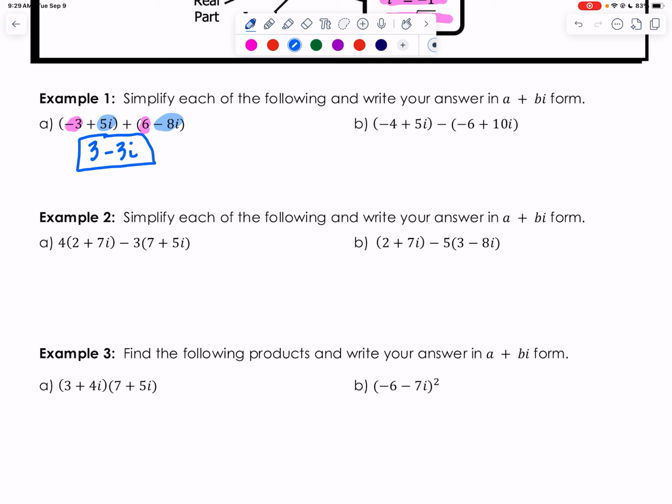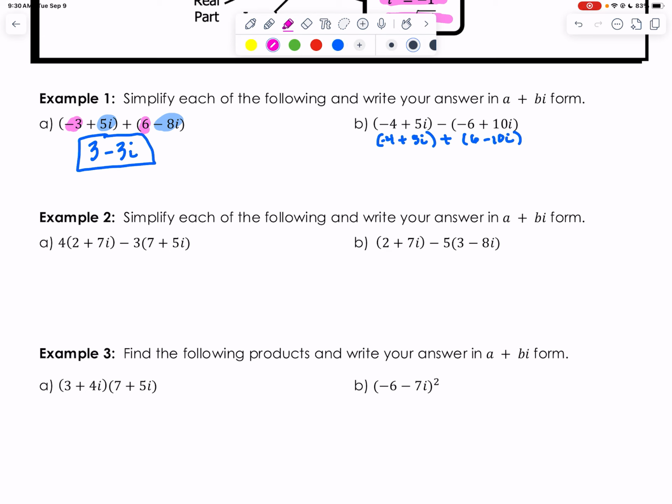Now, when you're subtracting complex numbers, you may want to start off by rewriting it as an addition problem to make it a little easier. So we have -4 plus 5i minus the quantity -6 plus 10i. So I'm going to rewrite this as -4 plus 5i plus, so I'm going to change this to addition of the opposite. So the opposite of -6 is +6. The opposite of +10i is -10i. Now we have an addition problem.